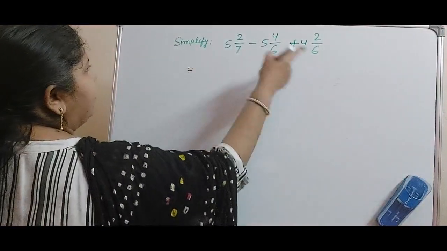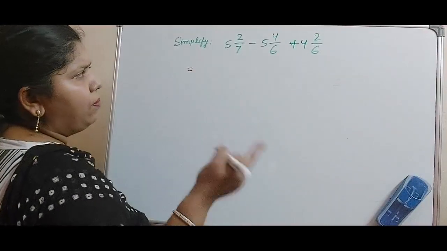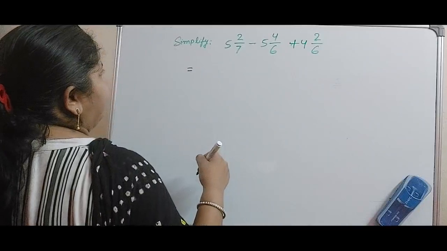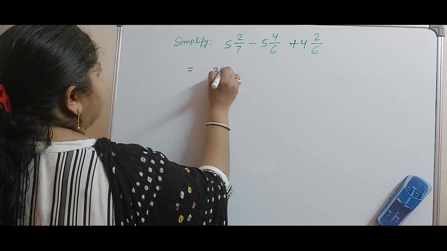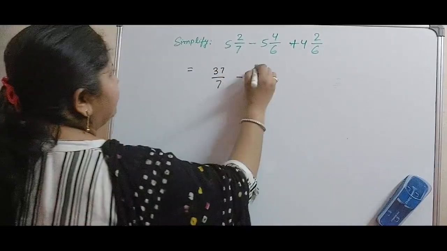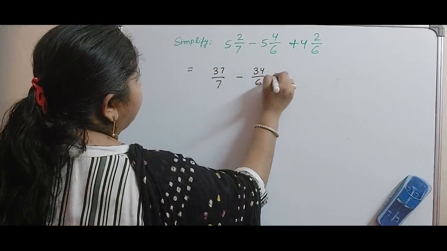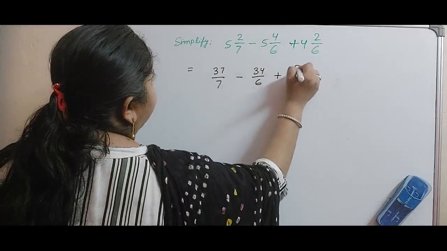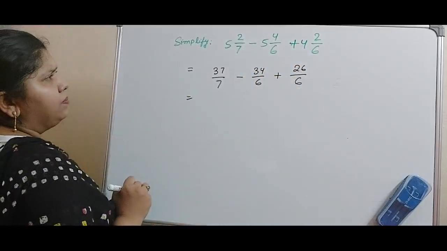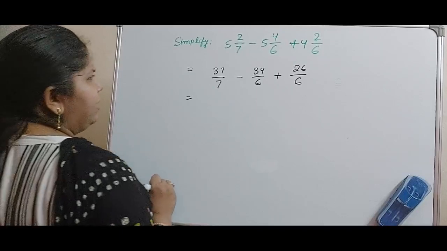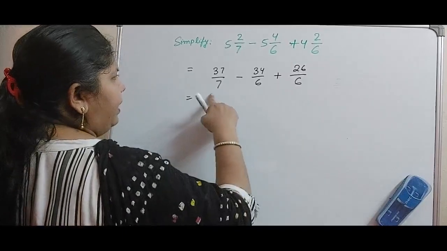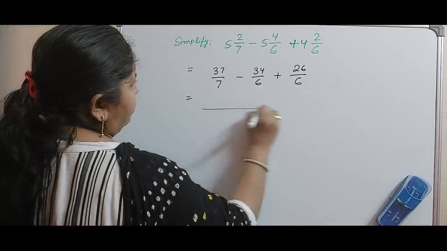First we will convert these fractions into their improper form. Then what we will get? 5 7s are 35 plus 2, 37 by 7, minus 6 5s are 30 plus 4, 34 by 6, plus 6 4s are 24 plus 2, 26 by 6. Now let us first add and then we will go for subtraction. But you can take a common denominator also.